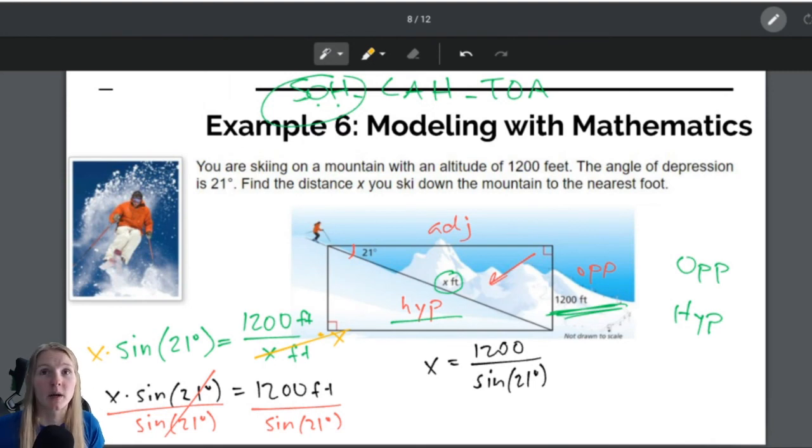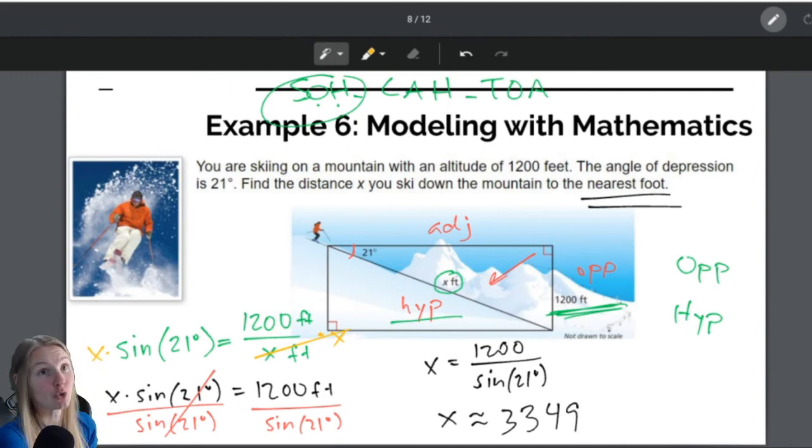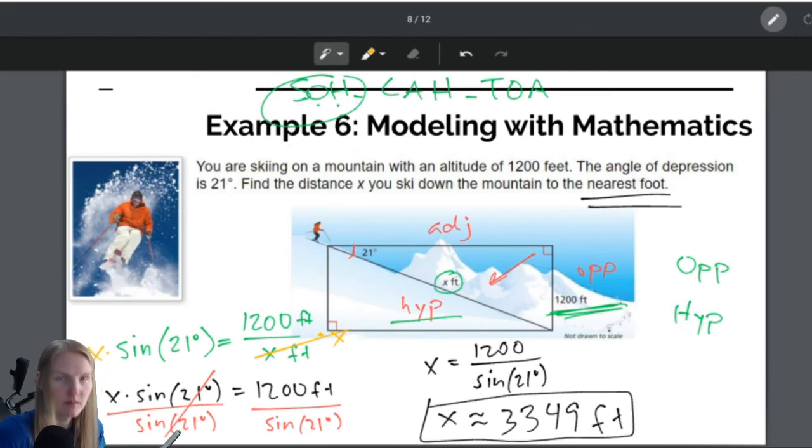I don't know what that is in my head, so we pull out the handy dandy calculator. 1200 divided by sine of 21 degrees is approximately, because anytime we're approximating we use the squiggly equal sign, nearest foot, 3,349 feet. Fantastic.